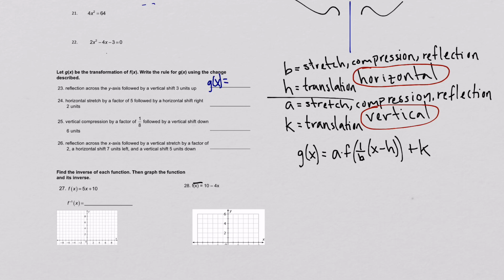So all we have in this particular situation is b and k. We don't have h or a, which means we don't have to worry about those parts. So this is what it's going to look like then. It's going to be f of, I'm skipping the a because it doesn't have an a, 1 over b. And in this case, it doesn't say anything about any stretch or compression, so that means b is 1, which means there's a negative 1 right here. b is negative 1, because there is no stretch or compression.